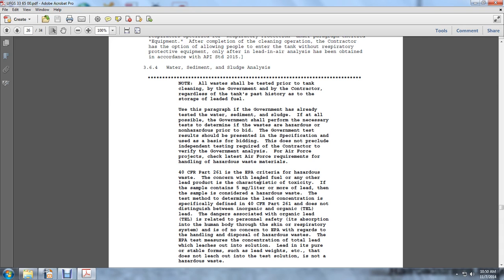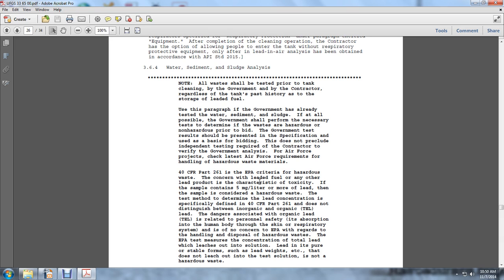For the characteristic of toxicity, a sample containing 5 milligrams per liter or more of lead is considered hazardous waste by the test method for determination of the lead concentration specifically defined in Title 40 Code of Federal Regulations Part 261, which does not distinguish between organic or inorganic TEL lead.